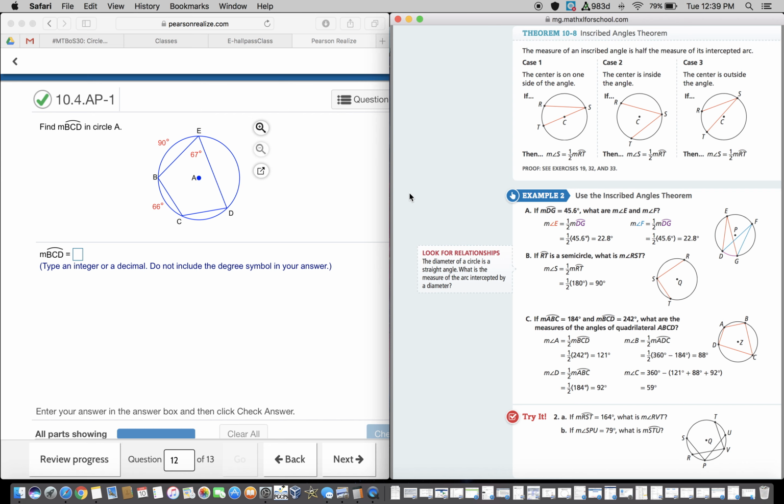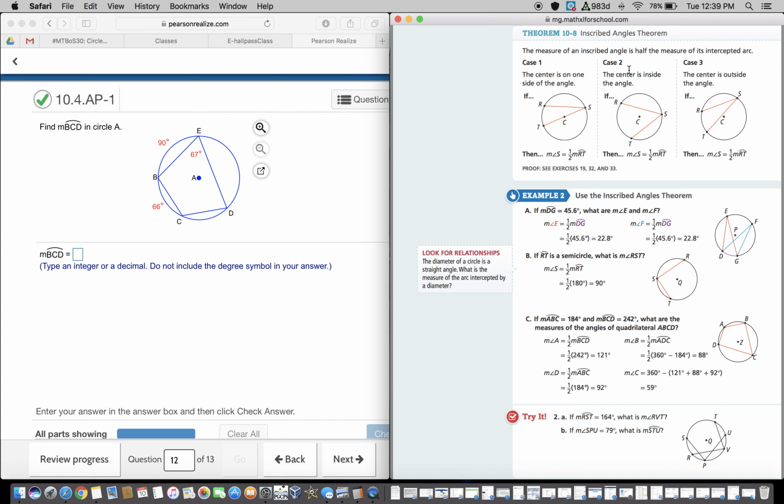How to answer a couple of these problems, the last two homework ones specifically. So for this one, it says, find the measure of the arc BCD in circle A. So we're looking for the measure of this arc right here, right?